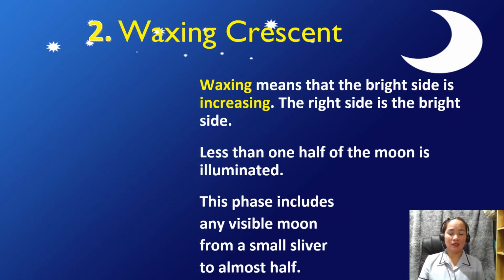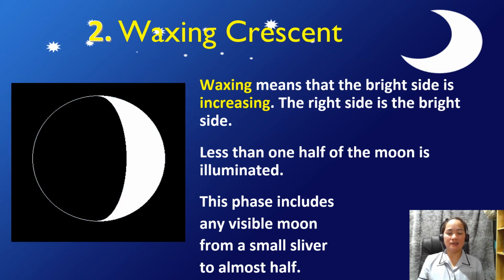The second one is waxing crescent. Waxing means that the bright side is increasing. The right side is the bright side. Less than one half of the moon is illuminated. What do you mean by illuminated? That means it is receiving or reflecting light from the sun. It is the bright side. This phase includes any visible moon from a small sliver to almost half.